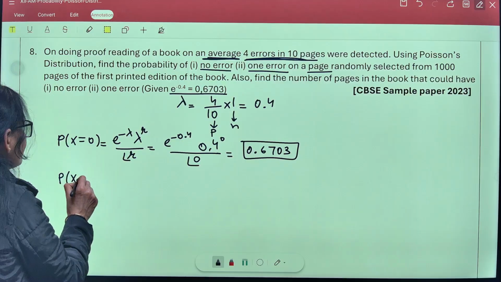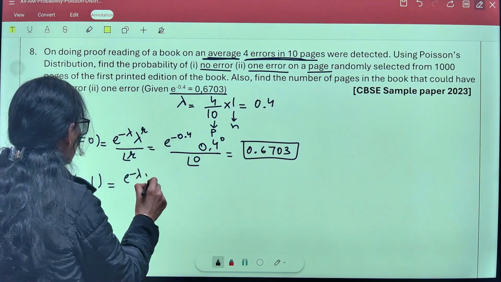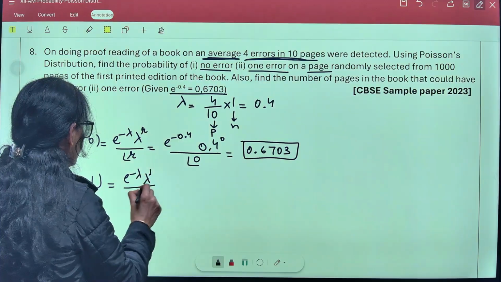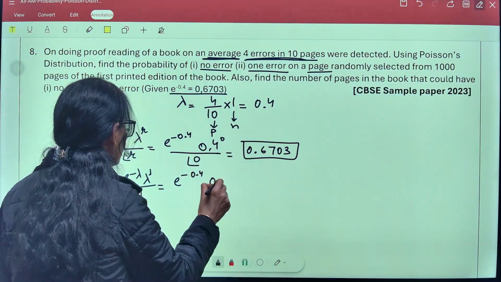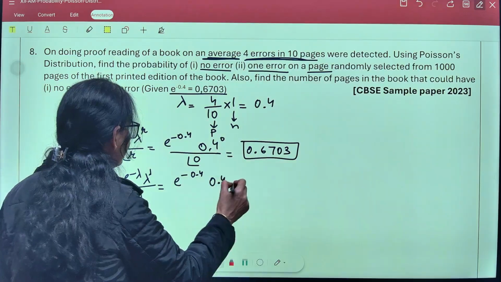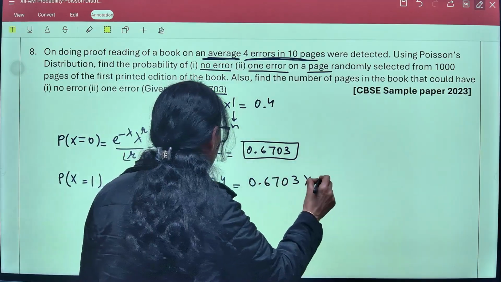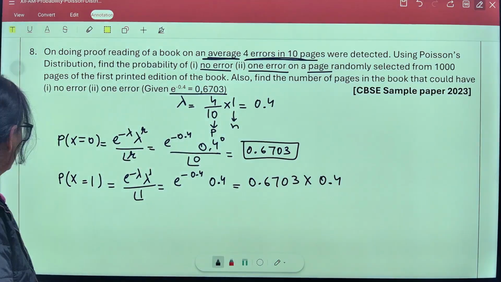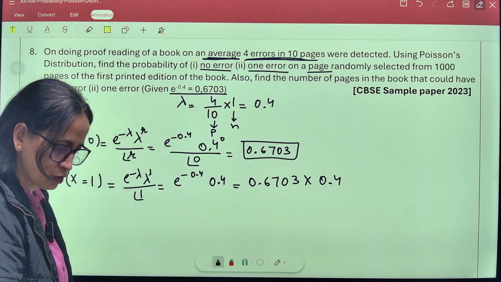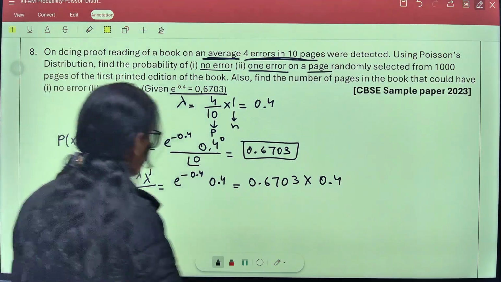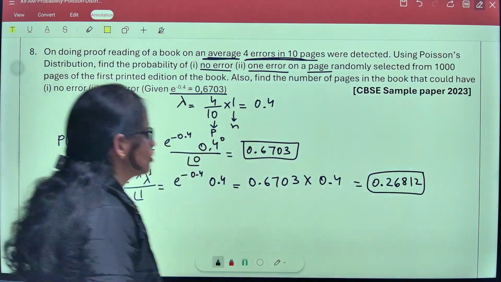Now what is the probability of x being equal to 1 error? So e raised to power minus lambda, lambda to the power 1 upon 1 factorial. And what is lambda? 0.4. So e raised to power minus 0.4, 0.4 to the power 1 upon 1 factorial. And when we just put the value given, the product of these two is 0.26812. So this is the probability.